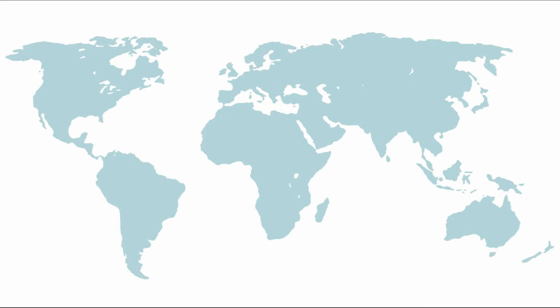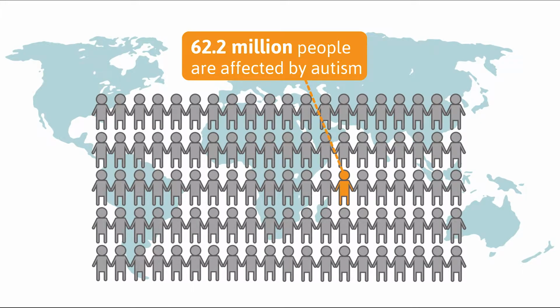Autism is estimated to affect about 1% of people, or 62.2 million globally. While specific causes of autism have yet to be found, there is a strong genetic basis to the disorder. The genetics of autism are complex, meaning better methods are required to help understand the genetic risk factors that underlie autism.